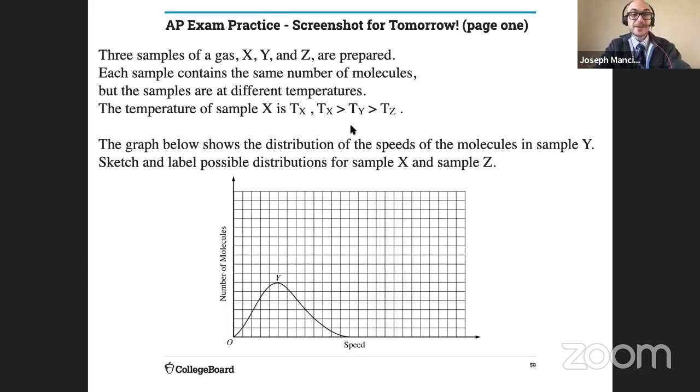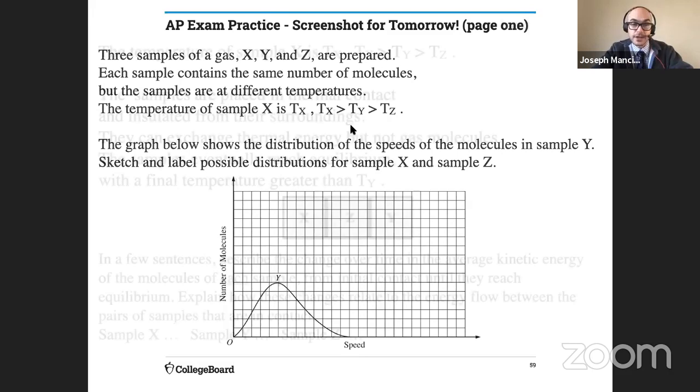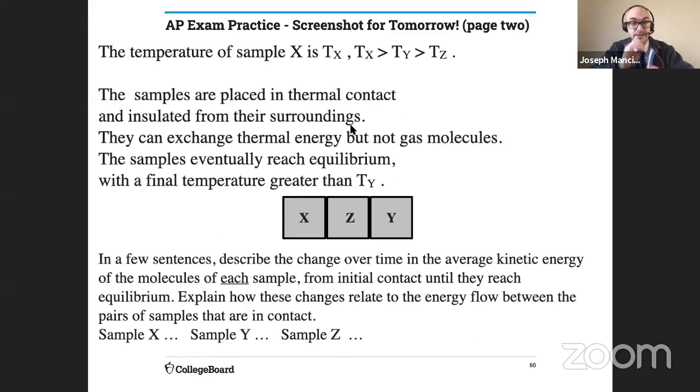My apologies. The graph below shows the distribution of speeds, but only in sample Y. Can you sketch the distribution of speeds for gases X and Z, where X is definitely hotter than Y and Z is definitely colder than Y, but they all have the same number of molecules? Screenshot that. On the second page, there's a reminder about the temperatures.